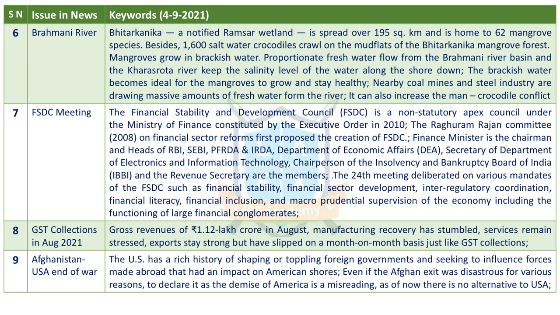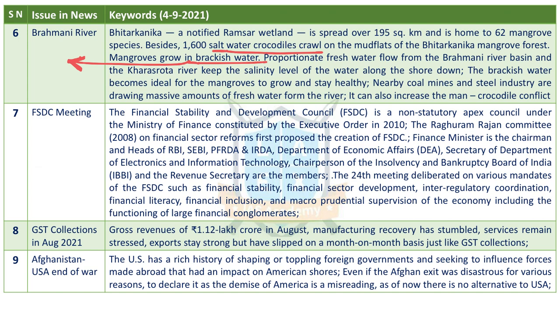Next issue is Brahmani River and freshwater diversion. Bhitarkanika is an important Ramsar wetland in Odisha. This is home to many species of mangroves and many saltwater crocodiles. These mangroves grow in brackish water. Brackish water means salt water plus fresh water. Where salt water and fresh water merge, we call such areas brackish areas. In these brackish water areas, mangroves grow.